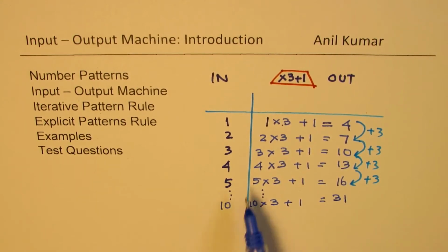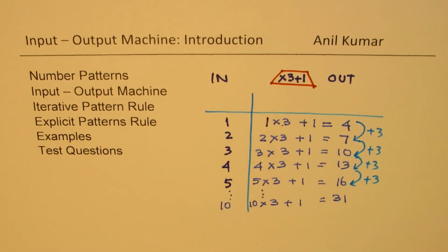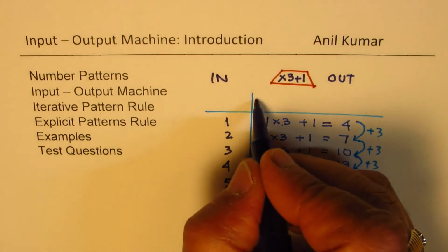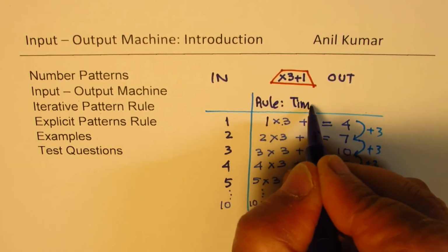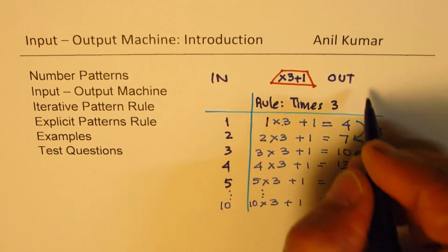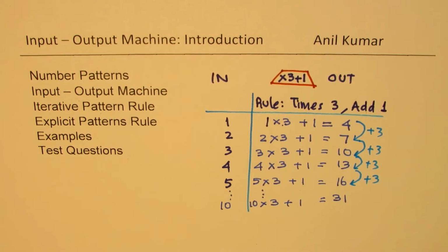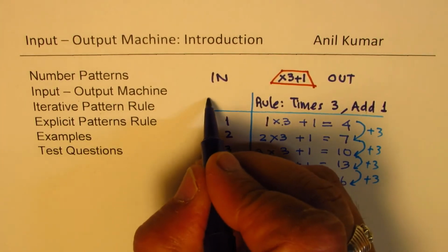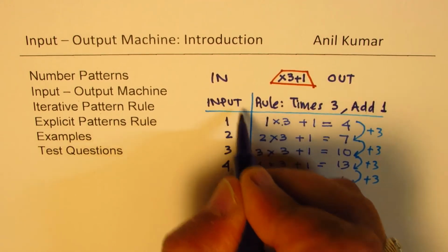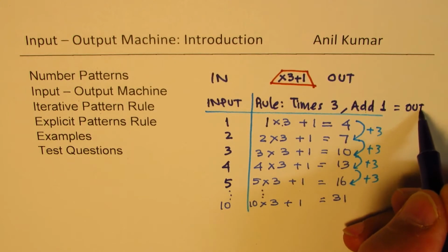So with this input-output machine, we actually have an explicit pattern rule. And the rule here is times 3, add 1. That is what we do to every input. So that gives you the output.